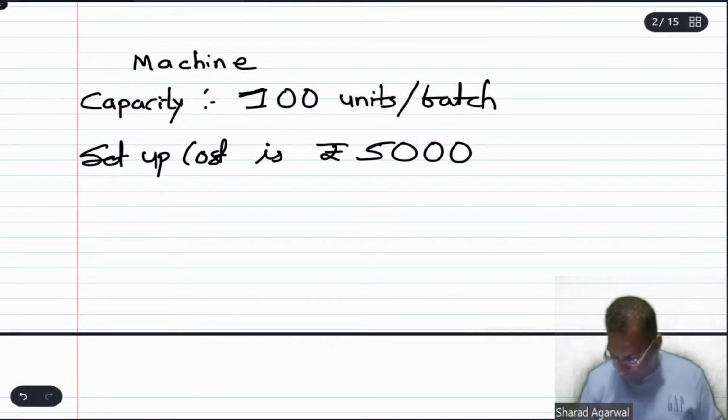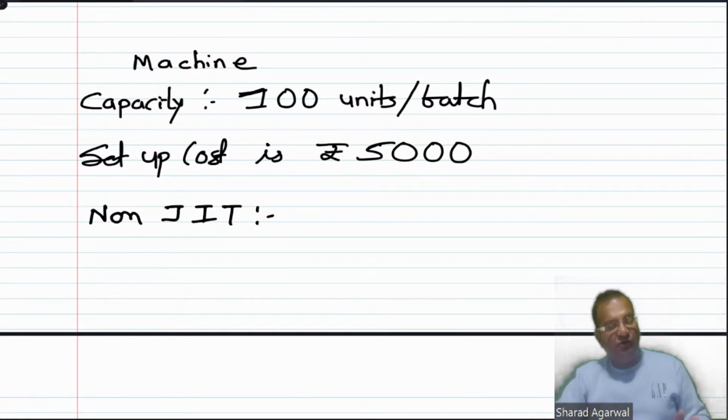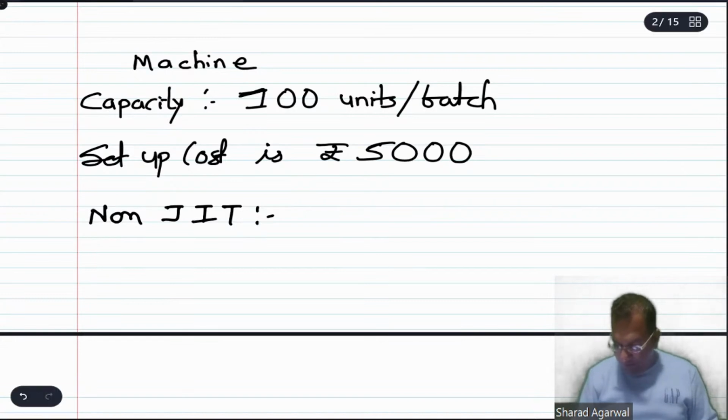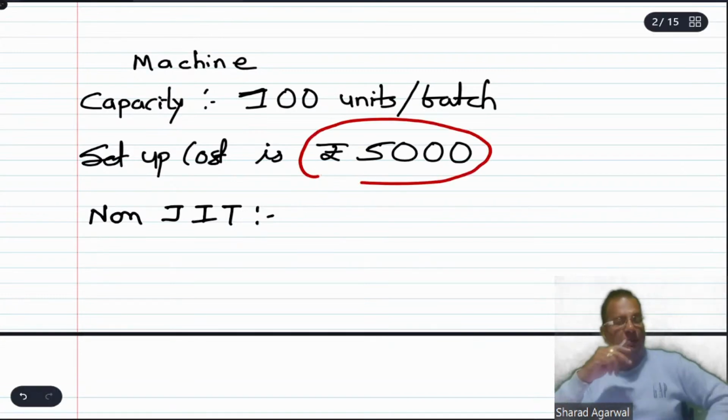So in non-JIT system, we are following push system. It means we are not referring to the demand. If there is a production capacity, we will utilize that complete capacity. So non-JIT में हम क्या करते थे? We know the capacity of this machine is to produce 100 units per batch. Okay. Setup cost is rupee 5,000. Whether we are manufacturing 100 units in that batch, whether we are manufacturing 80 units, whether we are manufacturing 40 units in the batch, our setup cost of rupee 5,000 will remain same.